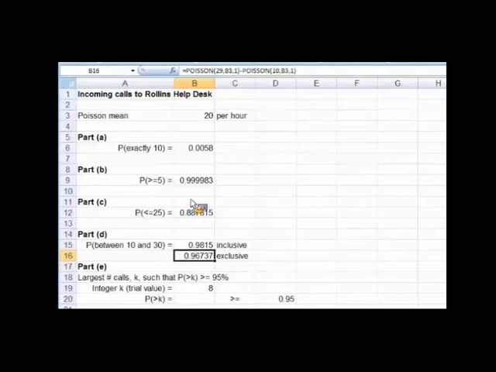What about the probability of getting 5 or more calls? Or let's say greater than 4 calls. We have that number up here. 5 or more is the same as greater than 4. And that's 0.999983. Okay, so still very, very large. Not quite as large as the probability of getting greater than 0 calls, but still pretty large.